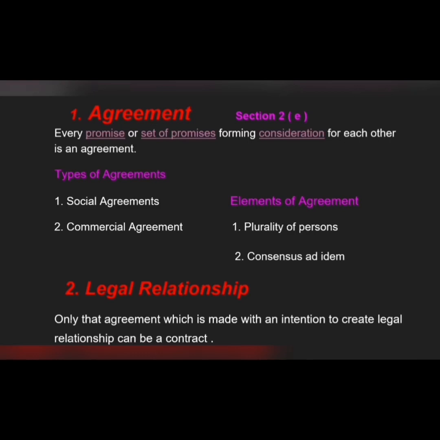Next, the essential according to the Contract Act 1872 section 10 is legal relationship. Only that agreement which is made with an intention to create a legal relationship can be a contract. So to me, this is very critical and important. Whenever you are making an offer to others, you should have intention, you should think clearly, and be very clear and vigilant that you are going to create a legal relationship with the other regarding this offer.